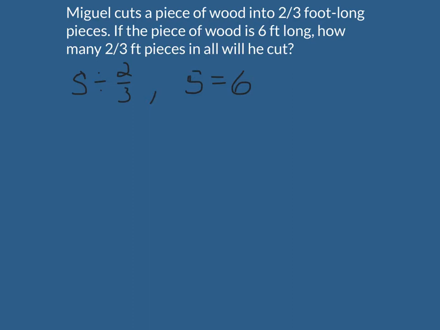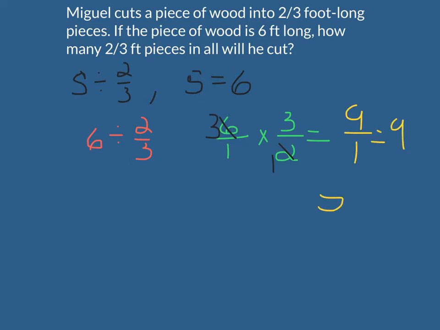So now all that we need to do is plug that in. So 6 divided by 2/3. Now we turn this into a fraction, 6 over 1 times 3 over 2. And then we can cross things out here. We have 2 goes in there 1 time, 3 times. So then we have 3 times 3 equals 9 over 1, which equals 9. So S equals 9. Miguel will cut 9 2/3 foot long pieces of wood.